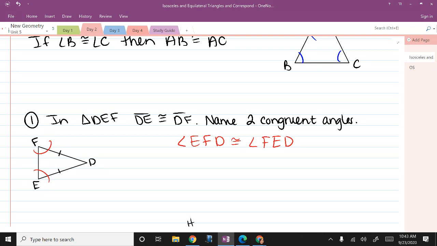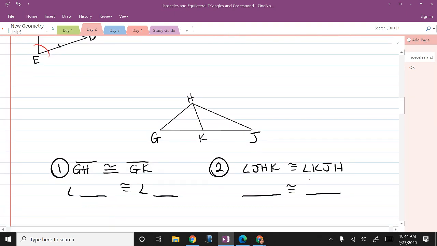Questions about that? So if I know their measures or I know one measure, I can set them equal to each other. If this is x plus 15 and this is 3x minus 5, I can set those equal to each other and solve for x. Right? All right. Look at this picture. So they're going to tell us something is congruent, and then we're going to use either the base angles theorem or the base angles converse theorem to tell something else is congruent.